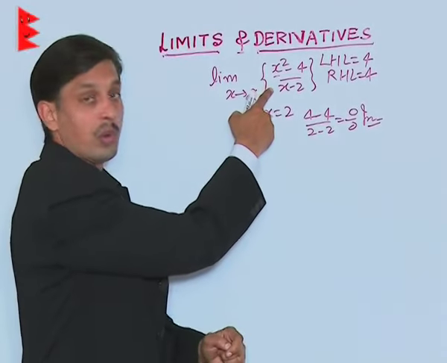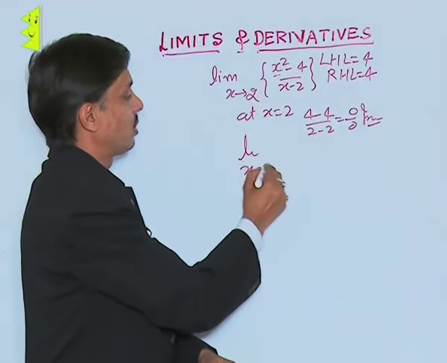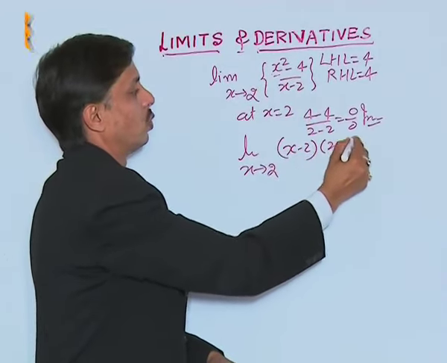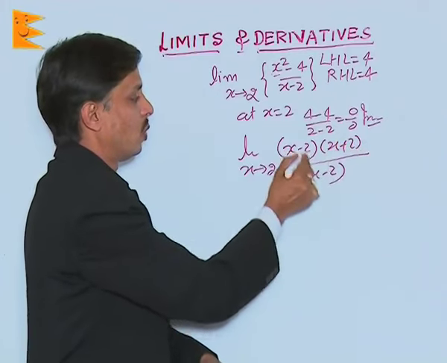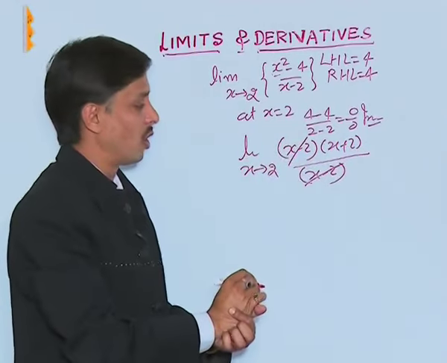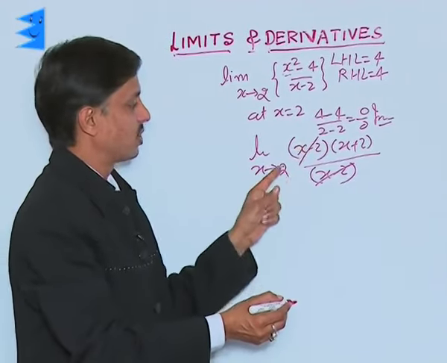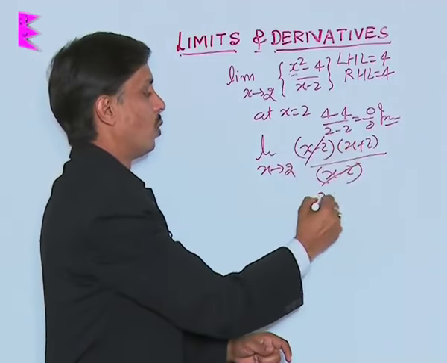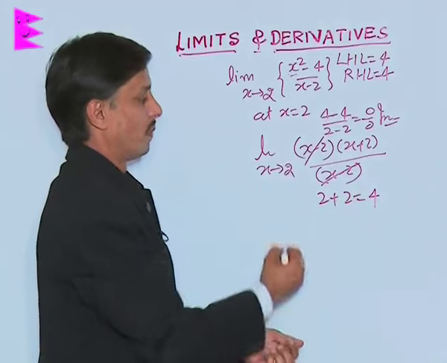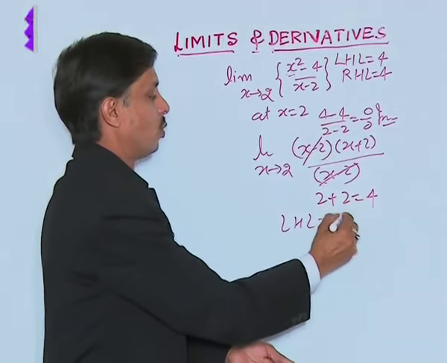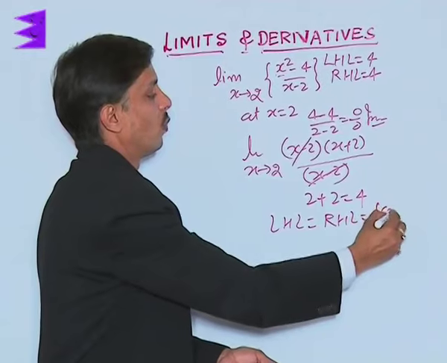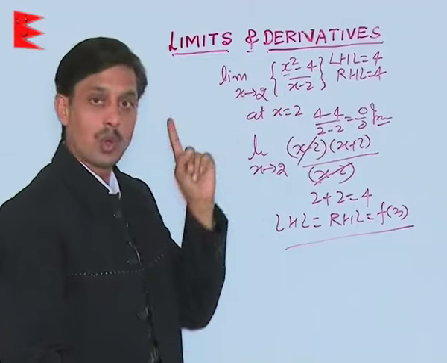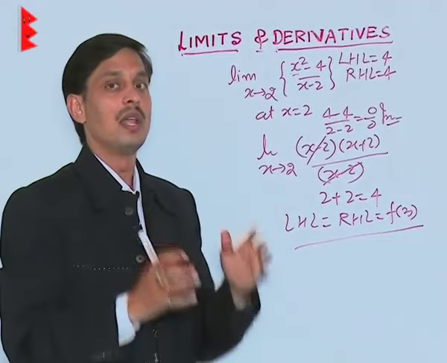Now, we can do one more thing. Limit x tending to 2, x square minus 4 can be written as (x minus 2)(x plus 2) divided by (x minus 2). Neither x minus 2 in the numerator nor in the denominator is 0 because x is tending to 2, not equal to 2, and in place of x if we put 2, we will get 2 plus 2 is equal to 4. So left hand limit is equal to right hand limit is equal to the value of the function at that point. Hence we can say this function is continuous and its limit exists.